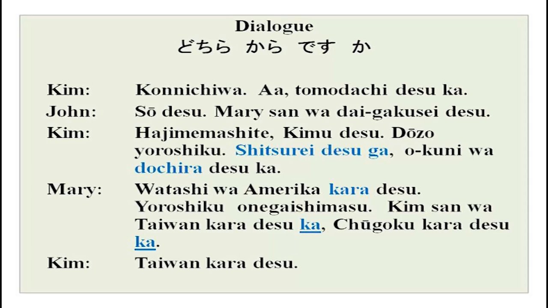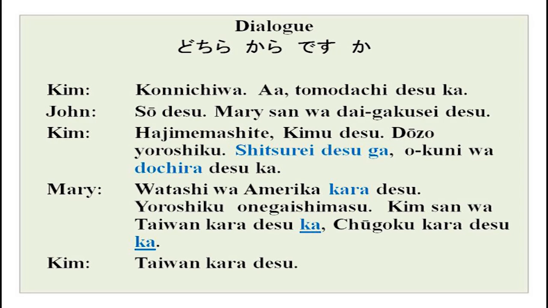Sou desu. Short answer. Hai, sou desu or sou desu. Mary-san wa daigakusei desu. You have already done daigakusei. Daigakusei means university student, graduate student. So, now what does Kim say to Mary-san? Hajimemashite. Kim desu. Dozo yoroshiku.